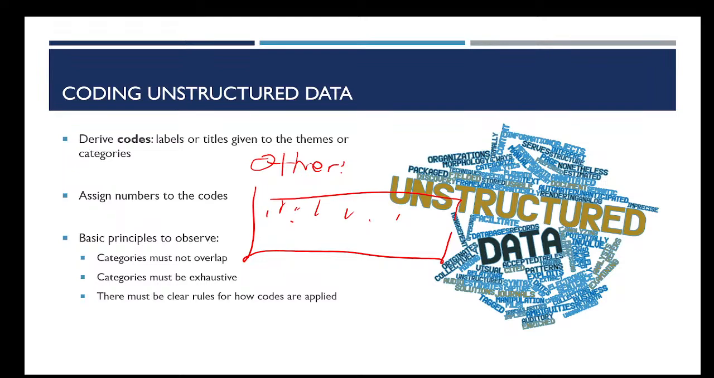So the problem with unstructured data is it's unstructured and you then have to sort of give it some kind of meaning, right? So this is what you do by coding. And we'll talk about coding again when we get to interviews later in the course. Coding is basically trying to organize unstructured data into something that's a little bit more comprehensible. So typically, they're labels or titles given to themes or categories.